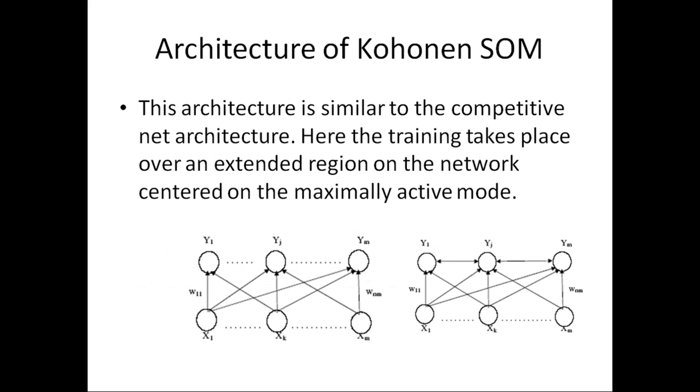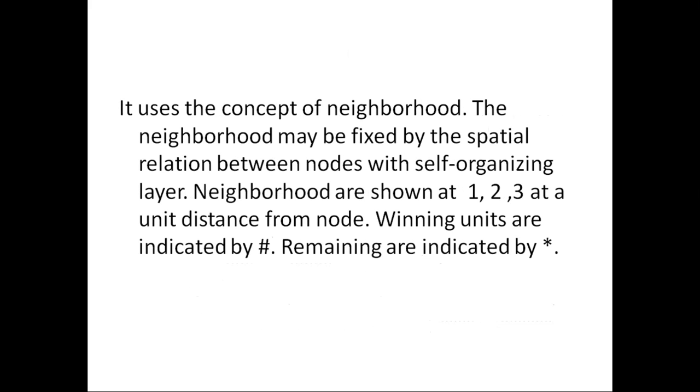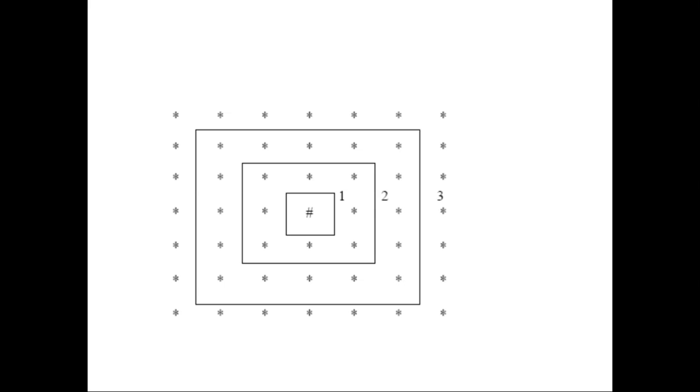And now the architecture of this Kohonen self-organizing map. This architecture is similar to the competitive net architecture. Here the training takes place over an extended region of the network centered on the maximally active node, right? And it uses the concept of the neighborhood. The neighborhood may be fixed by the spatial relationship between the nodes within the self-organizing layer, and the neighborhoods are shown at 1, 2, 3 at a unit distance from the node. Winning units are indicated by hash, and the remaining are indicated by star. This is given here, you can check it. All the things are there: these are the stars, this is the hash.